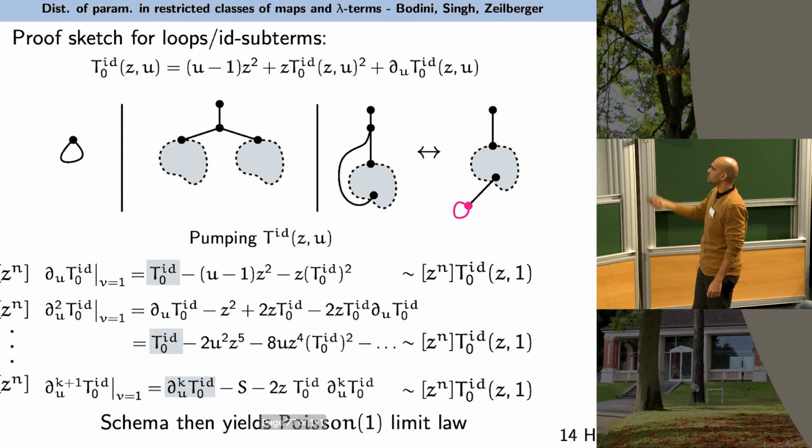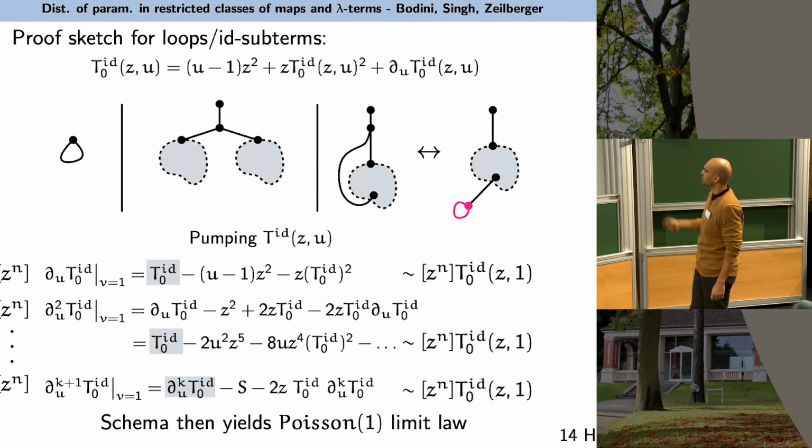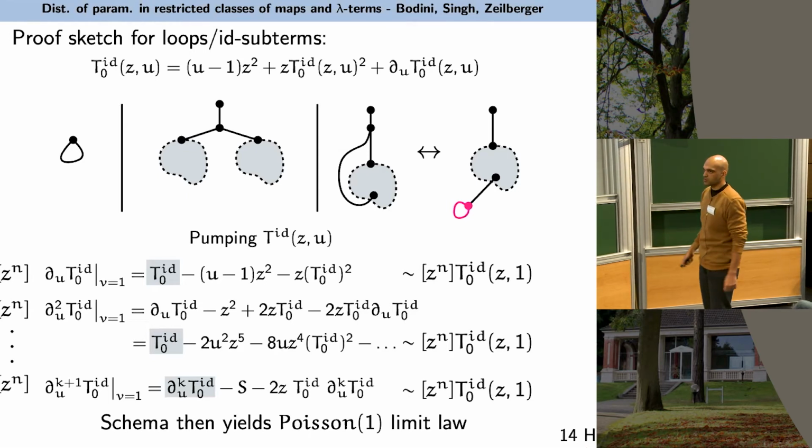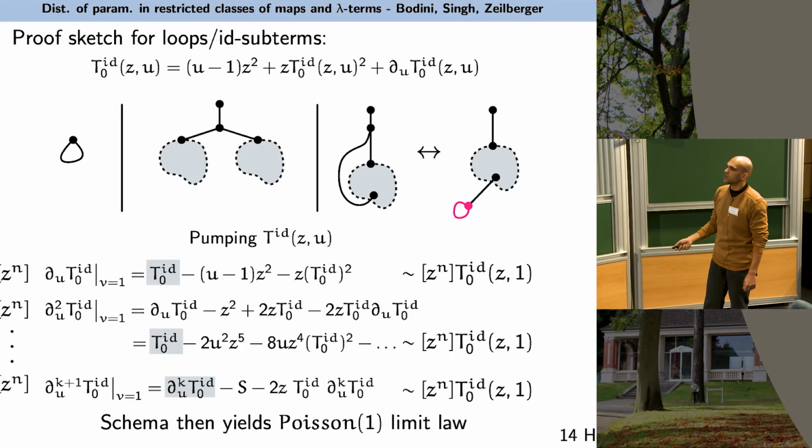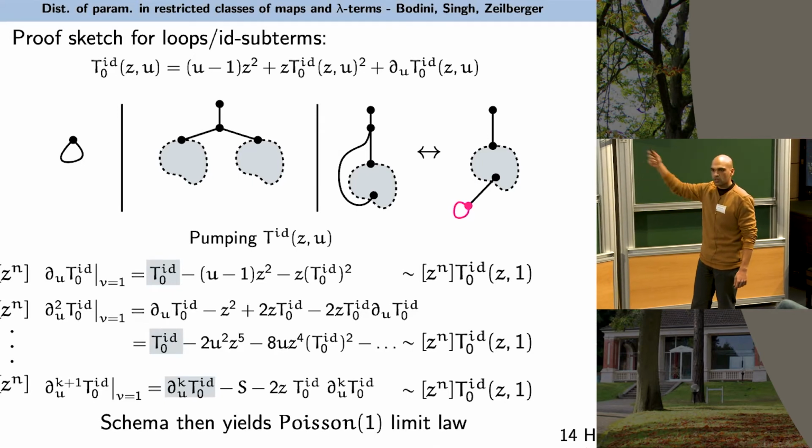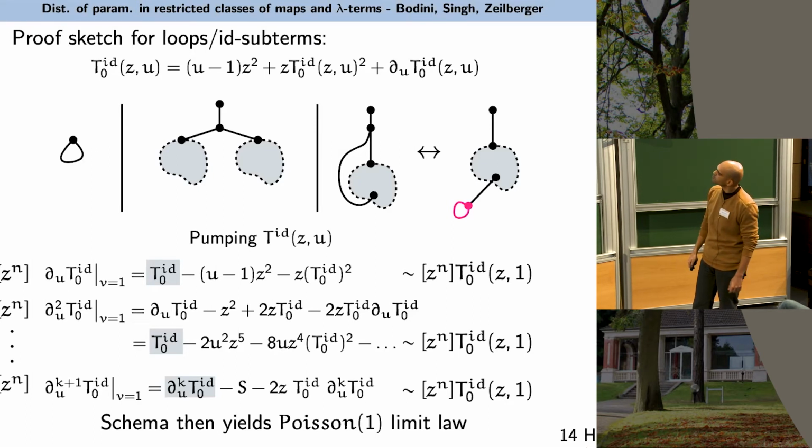And so indeed, by our schema, it's quite clear what happens. Every factorial moment becomes 1. By our schema, this yields Poisson 1 limit laws. And here you have to use a convergence theorem for the corresponding moment generating function, etc. But it's quite straightforward that this gives a Poisson 1 limit law.